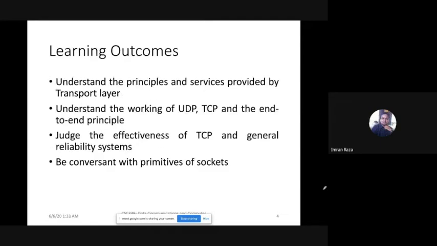So the learning outcomes of this lecture are that you should be able to understand the principles and the services that are provided by the transport layer, and most importantly, the working of UDP and TCP, their end-to-end communication principle. You should be able to judge the effectiveness of TCP and general reliability systems. And you should be conversant with primitives of sockets.